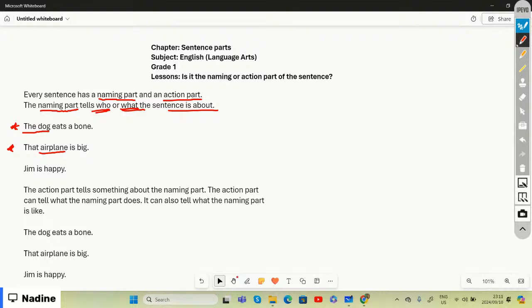And then the next one says Jim is happy. And if we were to find out who or what that sentence is about, we can say it is about Jim. And what does it say about Jim? It says that Jim is happy. So Jim, that tells us who the sentence is about. It's about Jim.